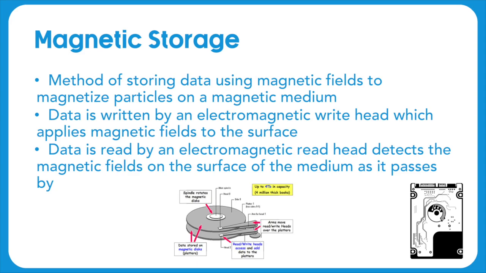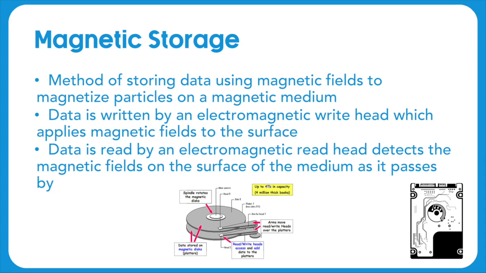To write data onto a magnetic storage medium, such as the platters in a hard disk drive or the tape in a magnetic tape, an electromagnetic write head applies magnetic fields to the surface. These fields magnetize the particles, aligning them to represent the binary data being written. To read that data back, an electromagnetic read head detects the magnetic fields on the surface of the medium as it passes by. Changes in the magnetic polarity of these particles are interpreted as binary data, which is then processed and retrieved by the computer.